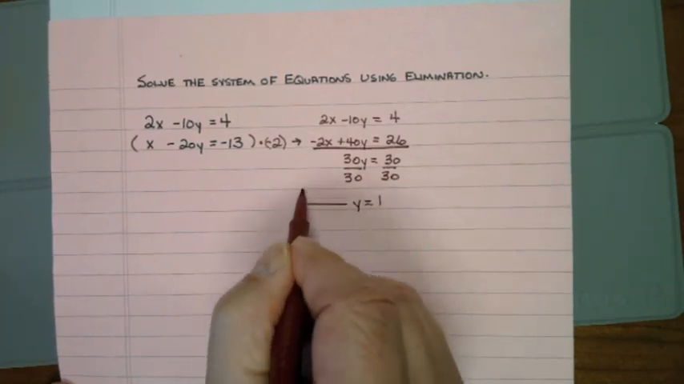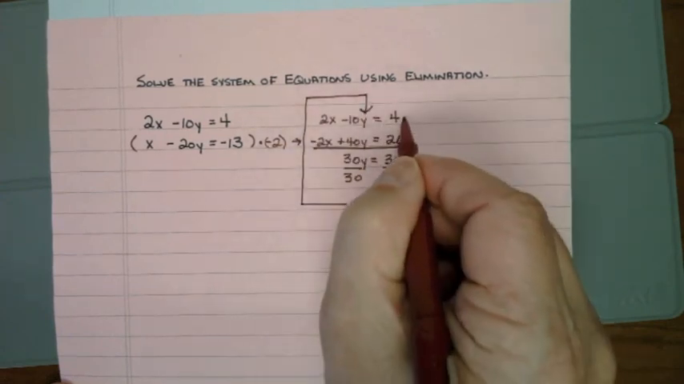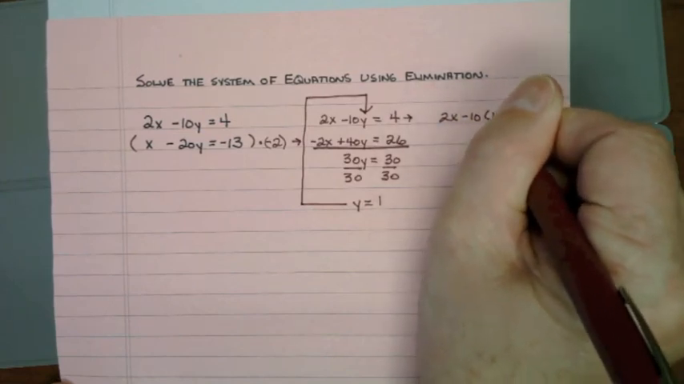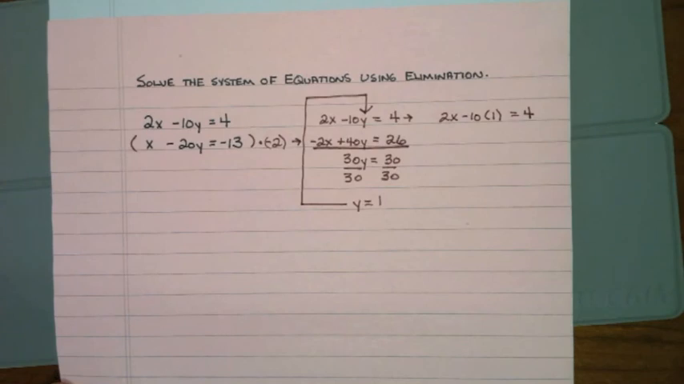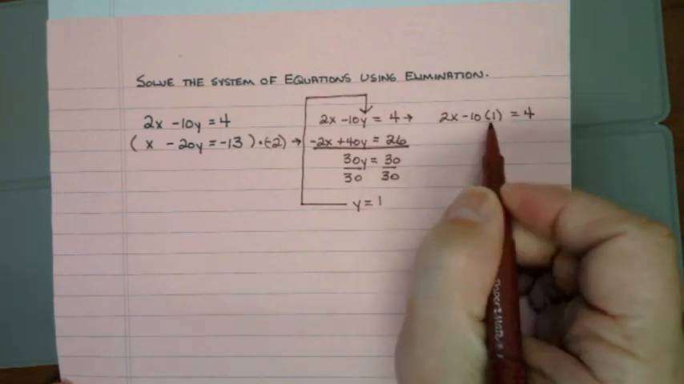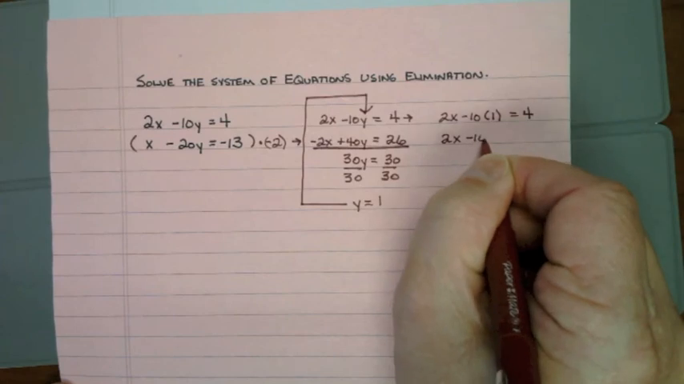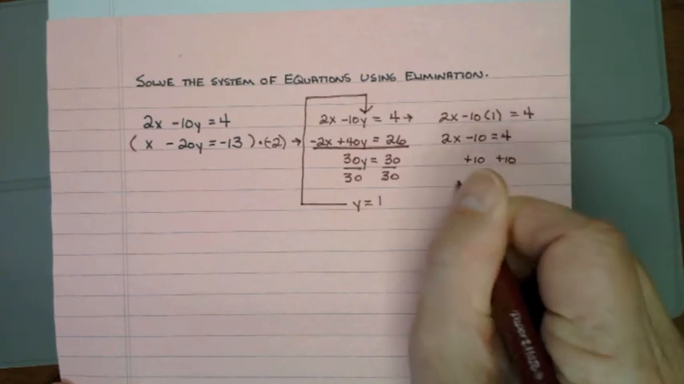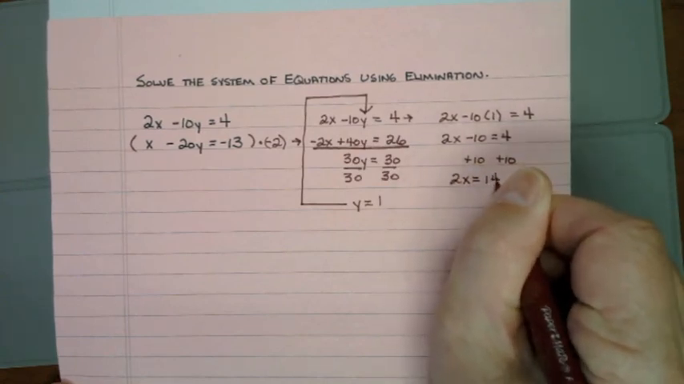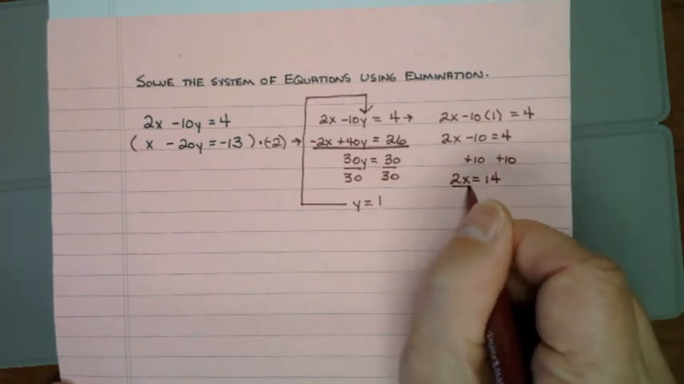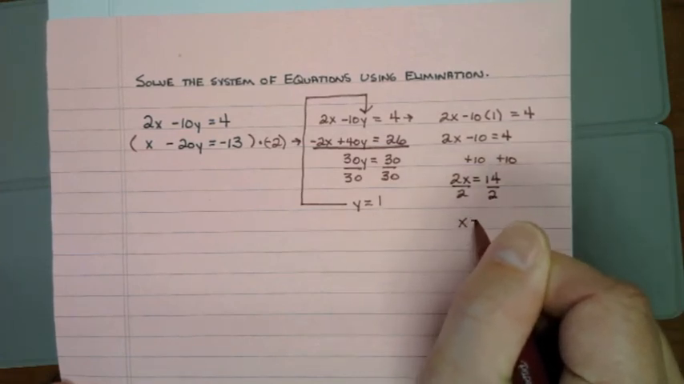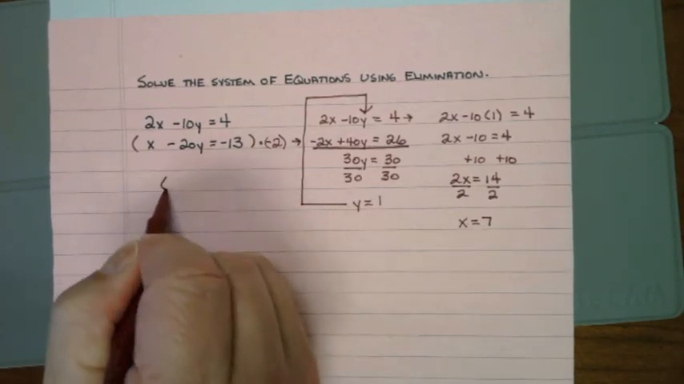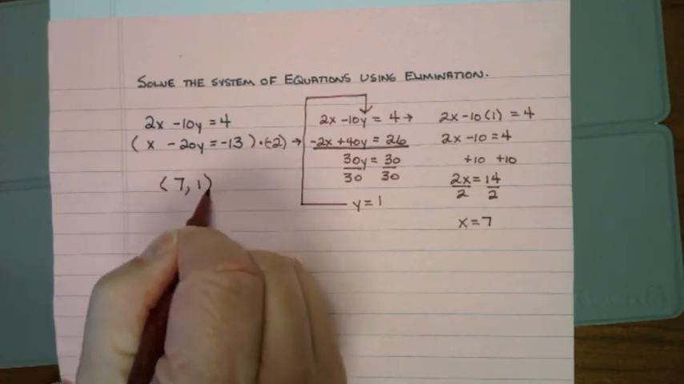I'm going to take this and plug it into this equation right here and change this top equation to 2x minus 10 times 1 is equal to 4. Negative 10 times 1, negative 10. Opposite of negative 10, positive 10. Opposite of multiplying by 2, dividing by 2. So now I have the x-coordinate and the y-coordinate where these two lines intersect. So my answer is this ordered pair or this point right here.